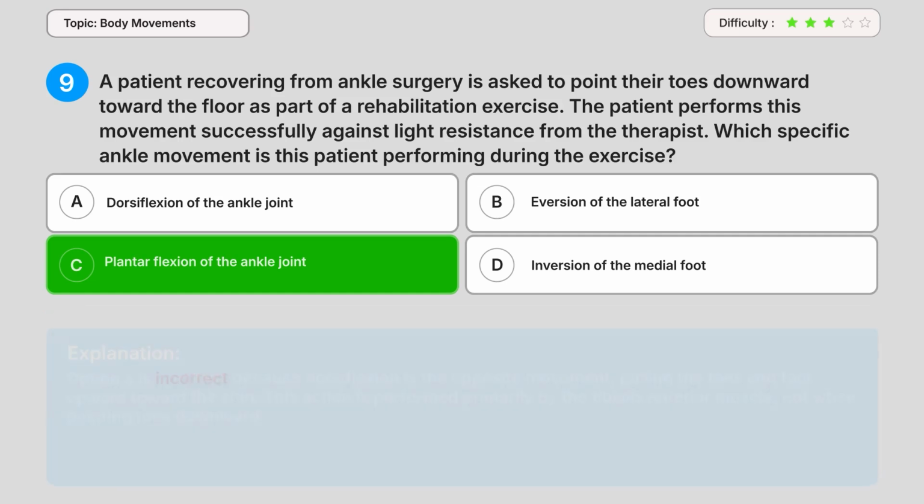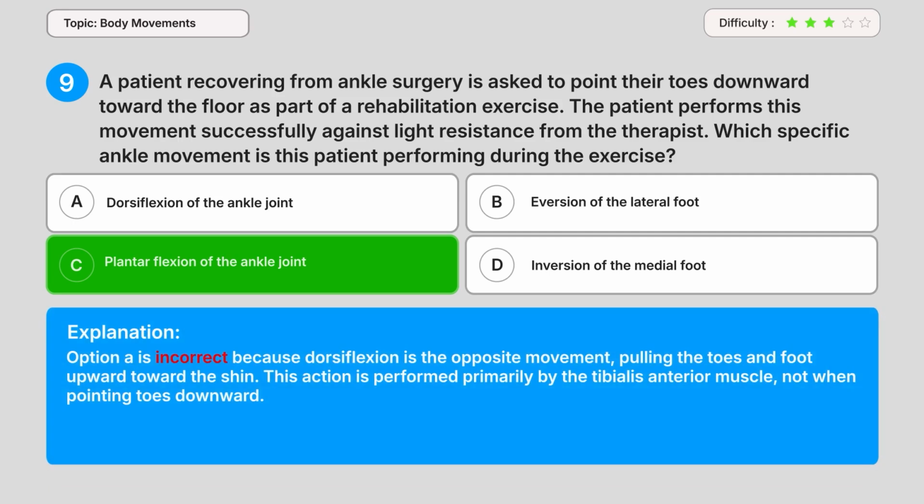Option A is incorrect because dorsiflexion is the opposite movement, pulling the toes and foot upward toward the shin. This action is performed primarily by the tibialis anterior muscle, not when pointing toes downward.